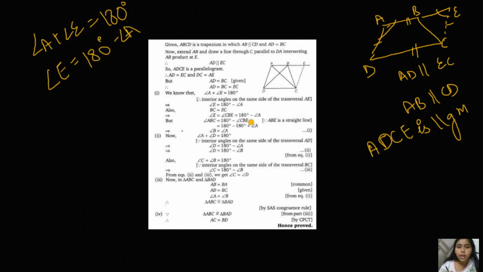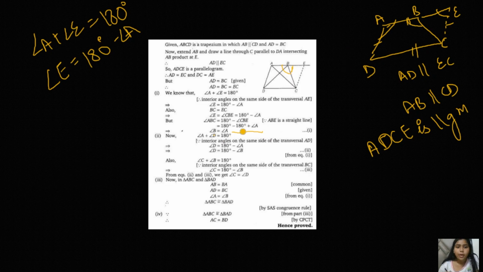Right, now angle ABC is equal to 180 minus angle CBE. ABC is this angle and CBE is this angle. Why is it so? Because they form a linear pair. You can put the value of CBE from the above equation and write 180 minus this. Now angle B will be equal to angle A. So like this we can prove that angle B is equal to angle A.